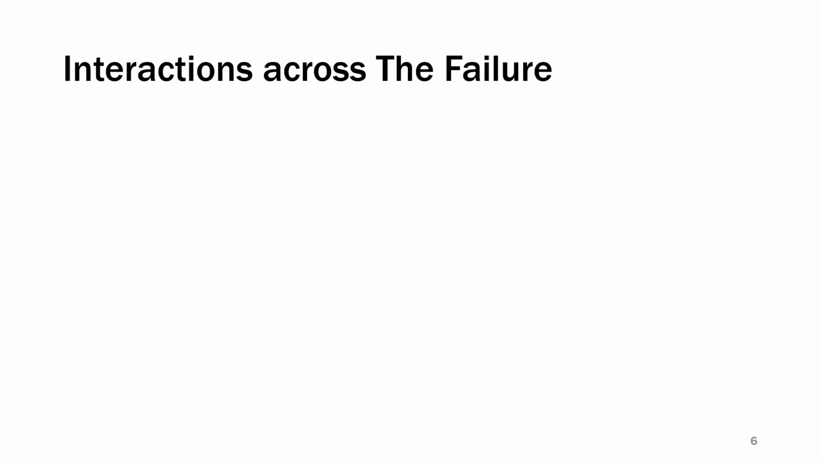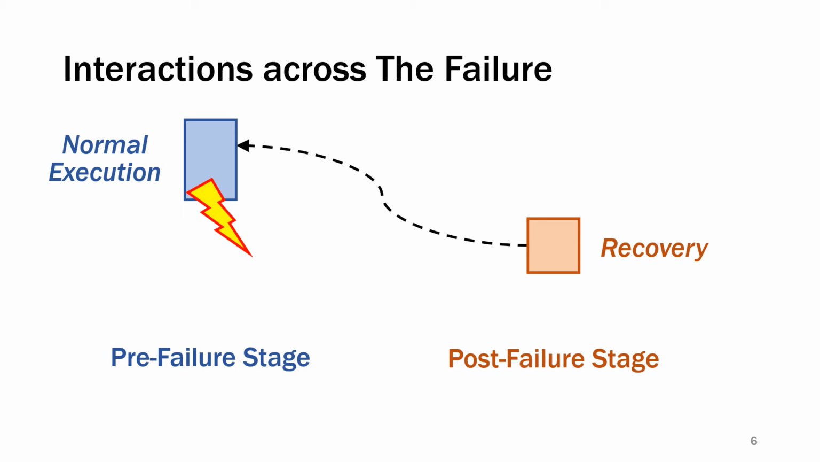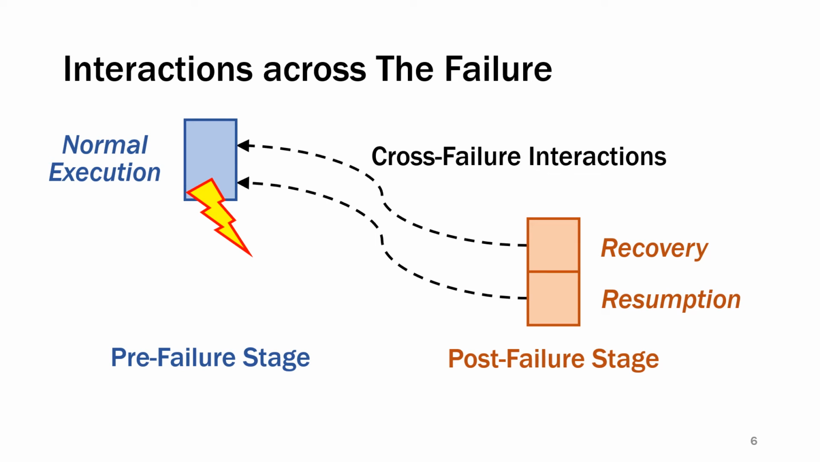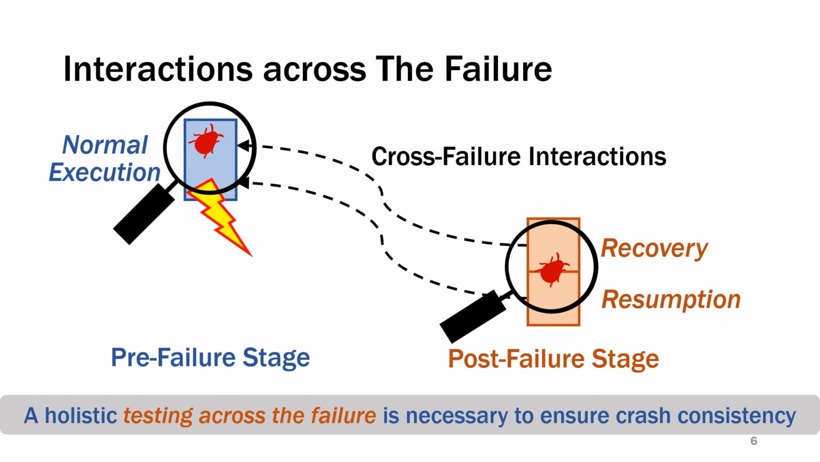To address these problems, in this work, we introduce the idea of interactions across the failure. We divide the program execution into two stages. The first stage is the pre-failure stage, where the program is performing normal execution. If there's a failure, the program goes to the post-failure stage, the stage after failure, performing the recovery and the resumption of the execution. We refer to the interactions across failure as cross-failure interactions. If there are any incorrect interactions across failure, the program may not recover to a consistent state. So the program may have crash consistency bugs. Therefore, a holistic testing across the failure is necessary because both stages across failure are equally important.